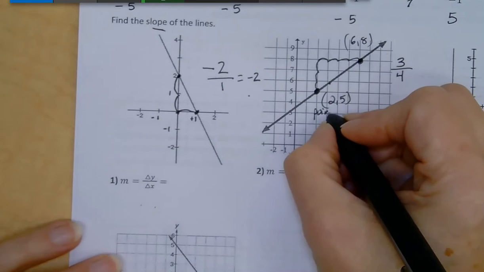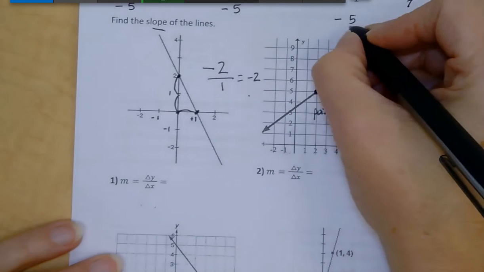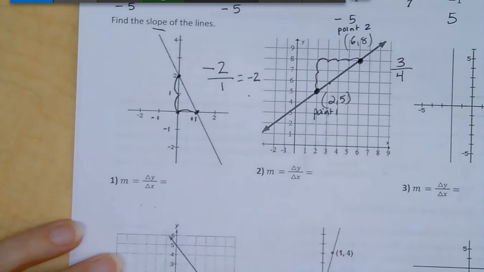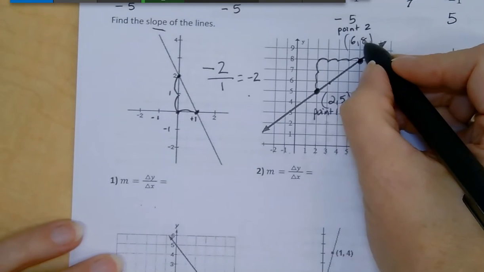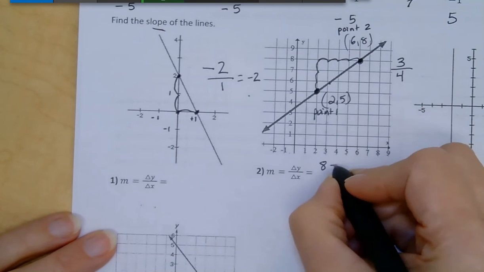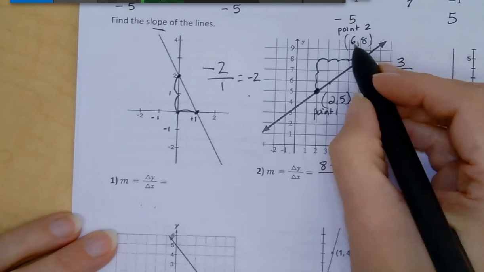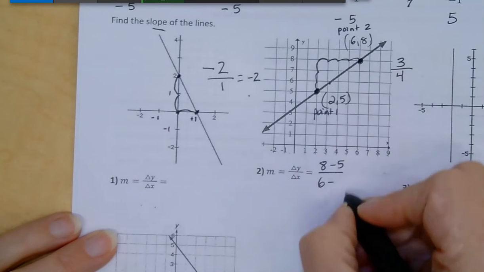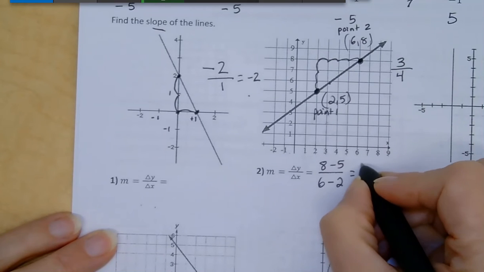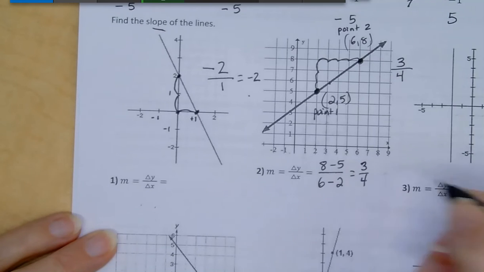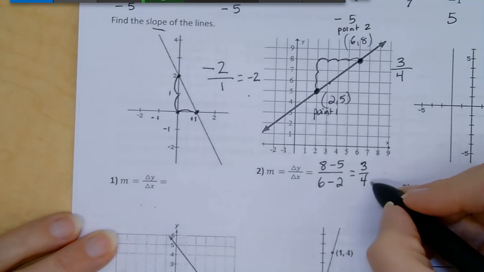Okay, this is going to be my first point, point 1, and this is going to be my second point, although it really doesn't matter. You pick and choose whichever point you want to be point 1 and point 2. If this is my second point, that's y sub 2. This is my first point, so that's y sub 1. I'm going to say 8 minus 5 over my second x, which is 6, and my first x, which is 2. 8 minus 5 is 3, sorry, and 6 minus 2 is 4. Okay, so 3/4.